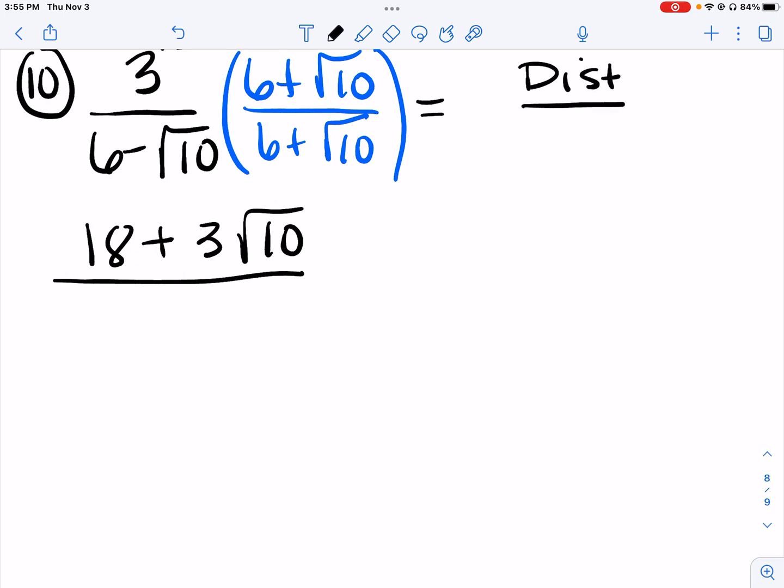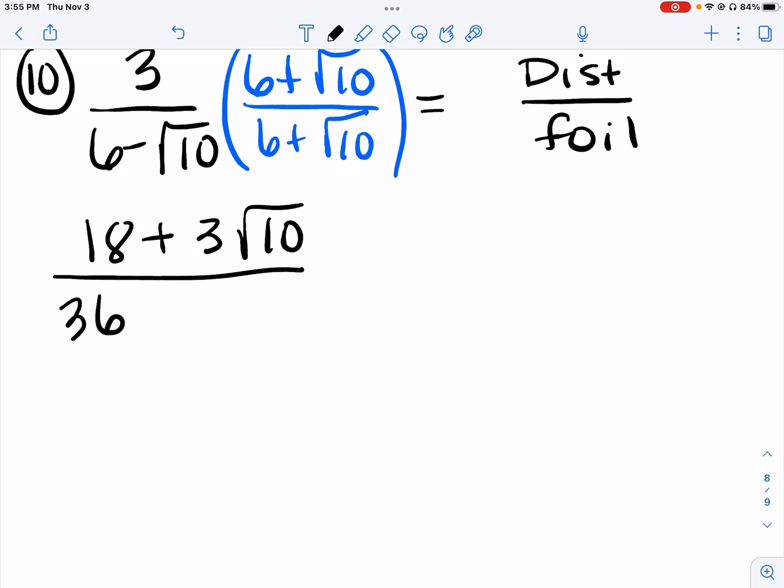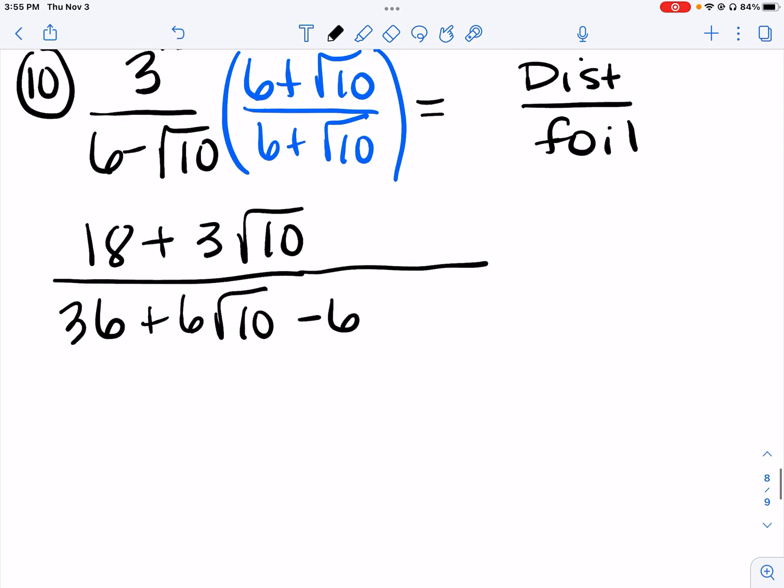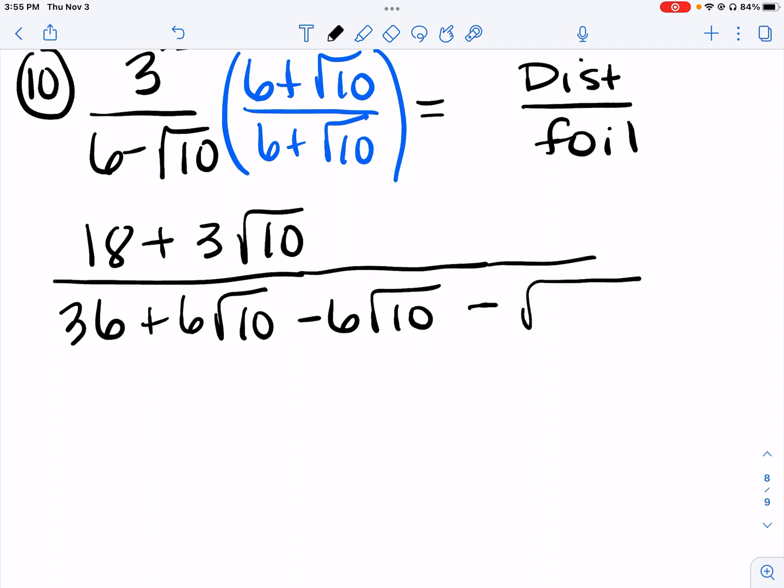Distribute. Now we FOIL at the bottom. First, 6 times 6. Outside, 6 times square root. Inside, 6 times negative square root. Last, a negative times a positive square root of 10 times 10.